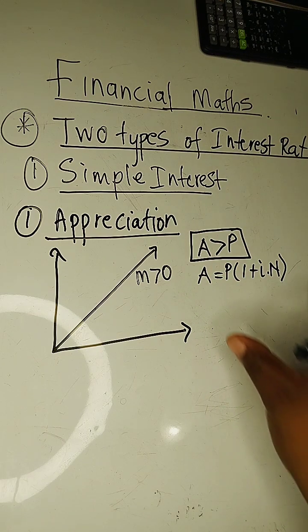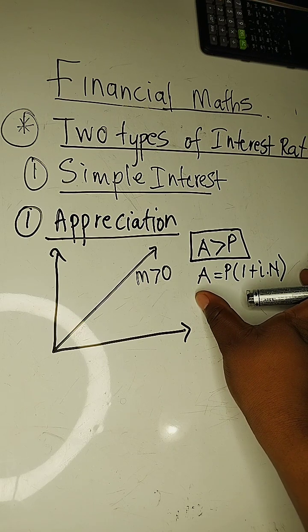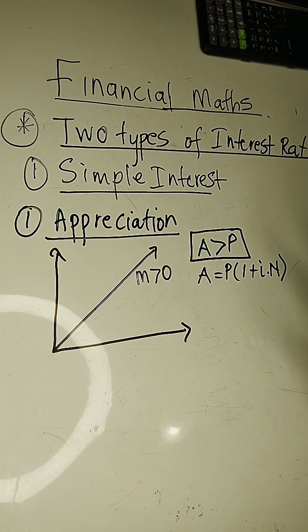Now remember, this formula for appreciation is also used whenever we are having something that is gaining value, for example savings, investment, and so on. Let's say this formula has a name. The name for this one will be given.